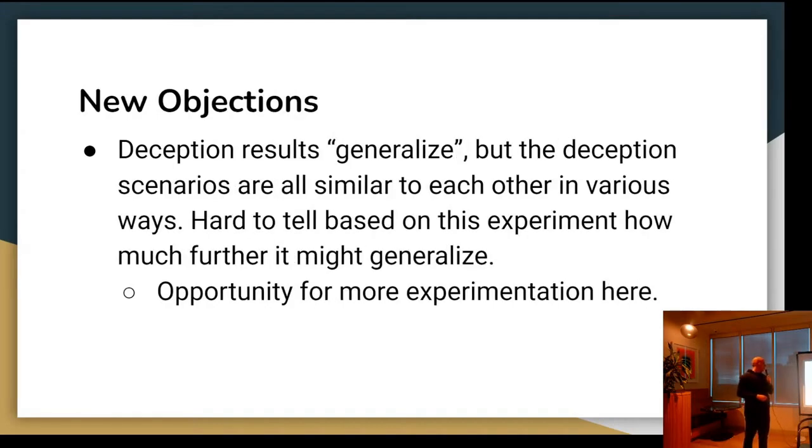So, new objections. Deception results, quote, generalize, unquote, but the deception scenarios are all similar to each other in various ways. It's hard to tell based on this experiment how much further it might generalize. This is the first opportunity where I'm going to suggest more experimentation. Yeah, okay. I did some cursory googling, and there's something called DeceptionBench, which contains 5 categories, including sycophancy, alignment faking, strategic deception, honesty, and emotional suppression. That's amazing. We should run this. Okay, we should talk after the talk.